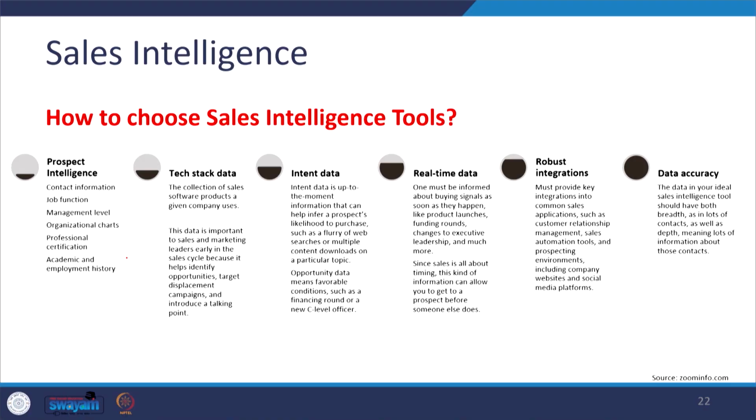And then finally, we have data accuracy, which is very important. Whatever data we have should be accurate. The data in your ideal sales intelligence tool should have both breadth, as in lots of contacts, as well as depth, meaning lots of information about the particular contact. Breadth and depth of the data should be accurate so as to give a clear picture about your customers and prospects. Once you have these criteria in place, you can evaluate multiple sales intelligence tools available in the market, and then choose one of them.